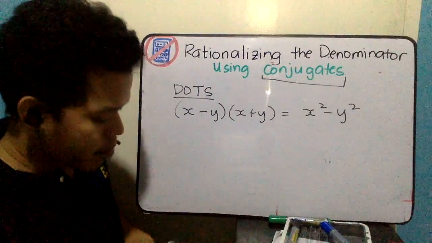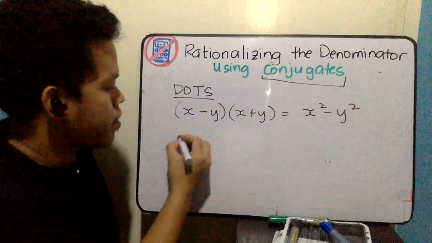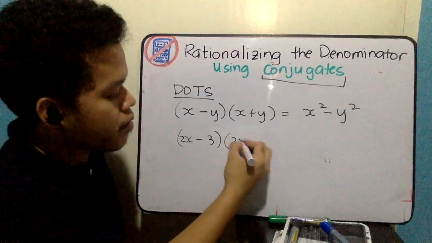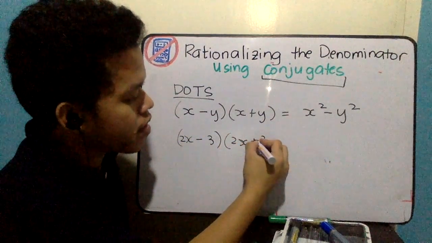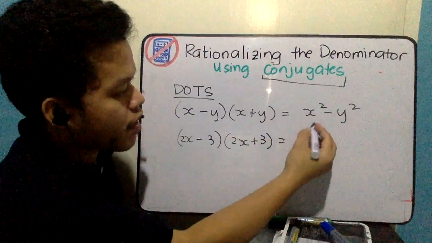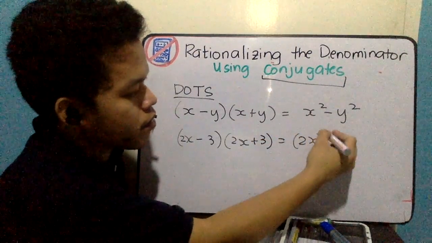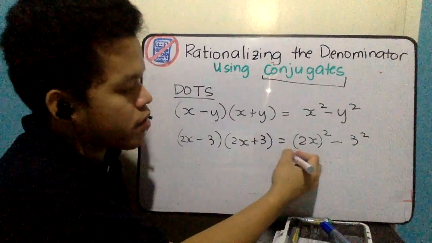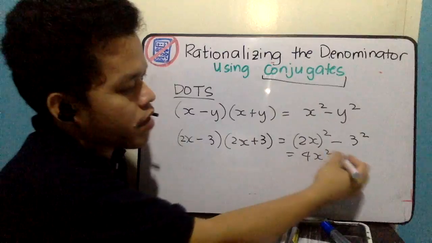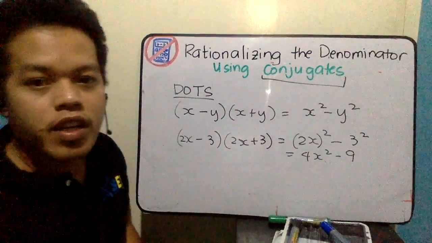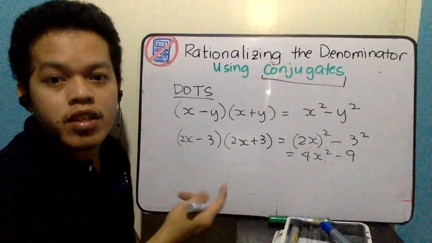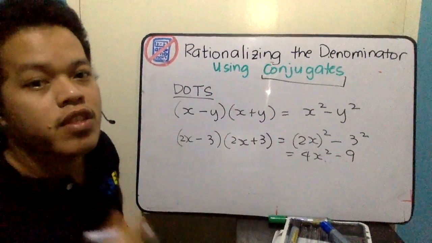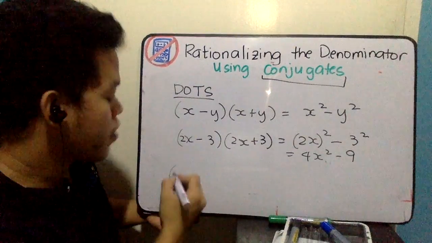Now let's take for example, of course, when you're dealing with algebra, 2x minus 3 times its conjugate 2x plus 3. That will give us the quantity 2x squared minus the quantity 3 squared. So this will give us 4x squared minus 9. So you don't have to use the FOIL method in order to simplify or combine these factors. Now how about when you're dealing with radical expressions?